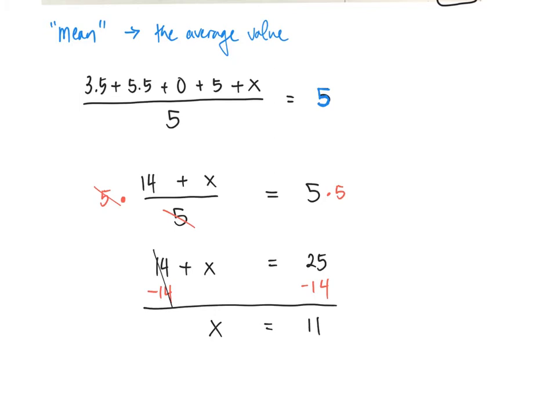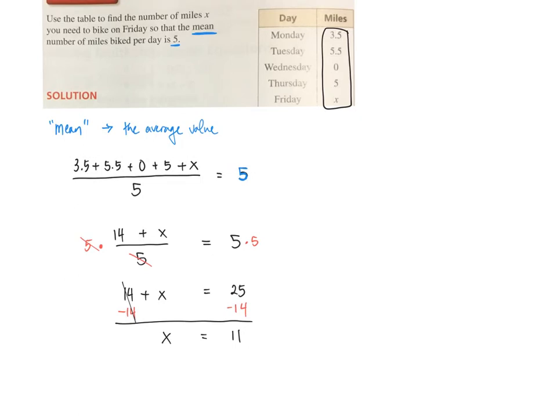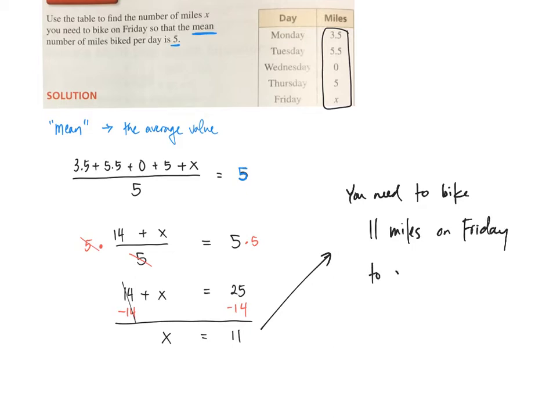Okay, so going back to the question, we don't leave it like that. Of course, we want to answer the question. It says to find the number of miles you need to bike on Friday. So you need to bike 11 miles on Friday to average 5 miles per day.